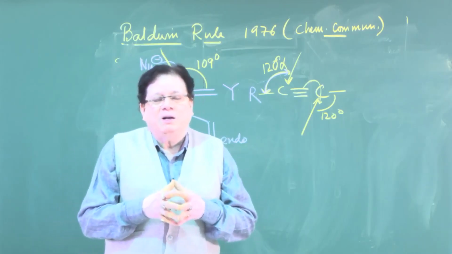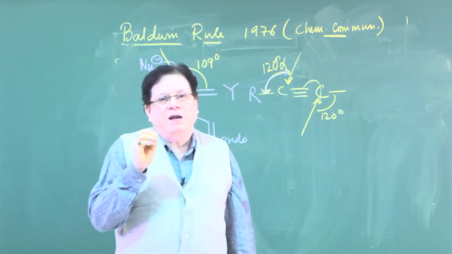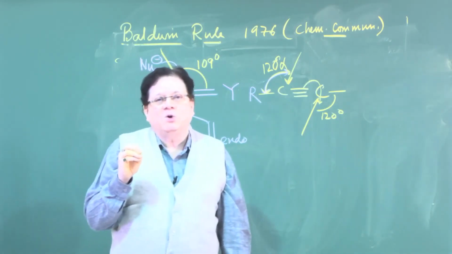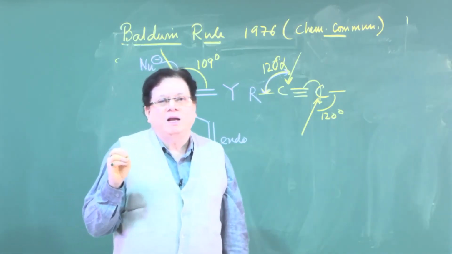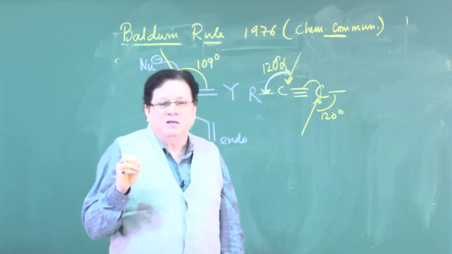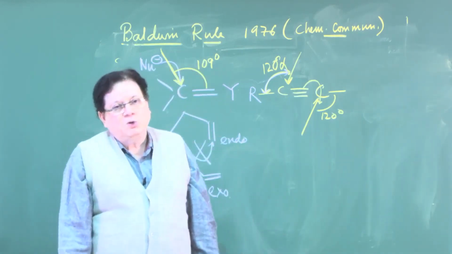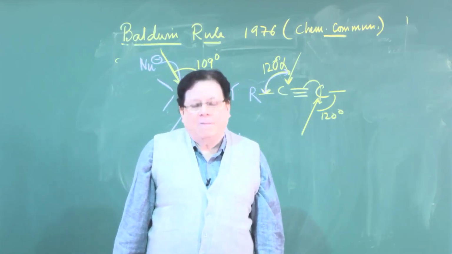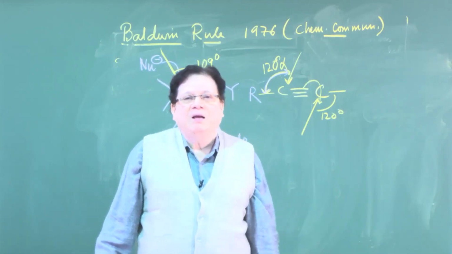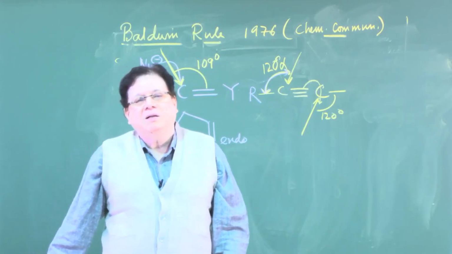The nomenclature system says that first you should write the size of the ring that is being formed, then you should write whether it is an exo or endo cyclization, and finally, you should write what atom is being attacked and its hybridization state, whether it is tet, trig or dig. Okay. So, that is all for Baldwin's rule. In the next lecture, we will do some problems to support where Baldwin's rules are applicable. That will be in the next class.